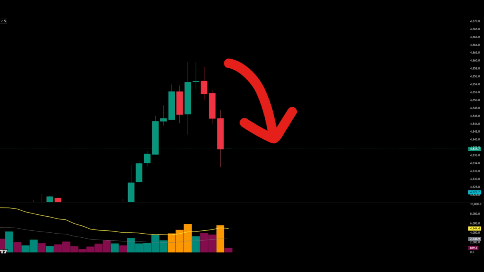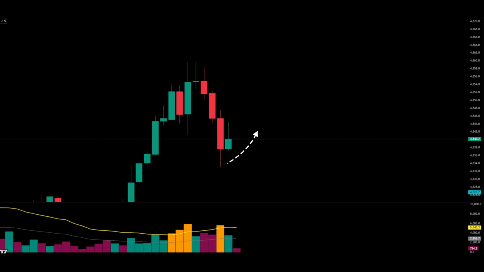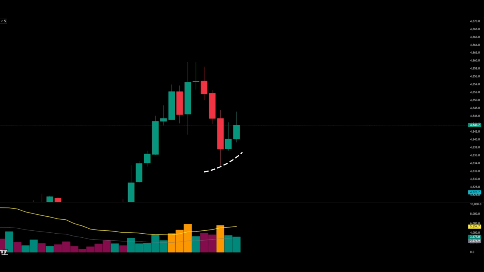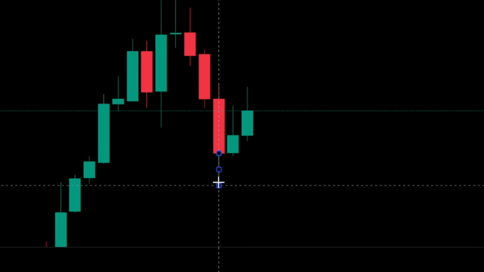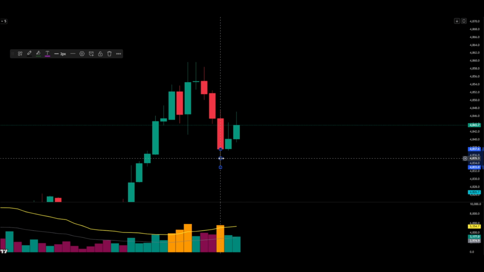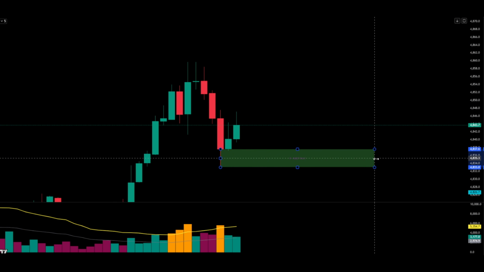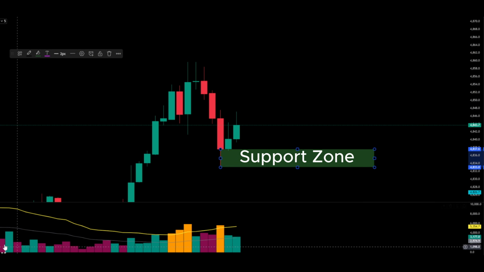First, we want to see price moving down. Then we look for a high volume candle. After that, we wait for price to start moving up. That's the key part, the shift in direction. Now we mark our support zone. We mark from the lowest candle close down to the lowest wick. That creates our support zone, where buyers are likely to step in again.